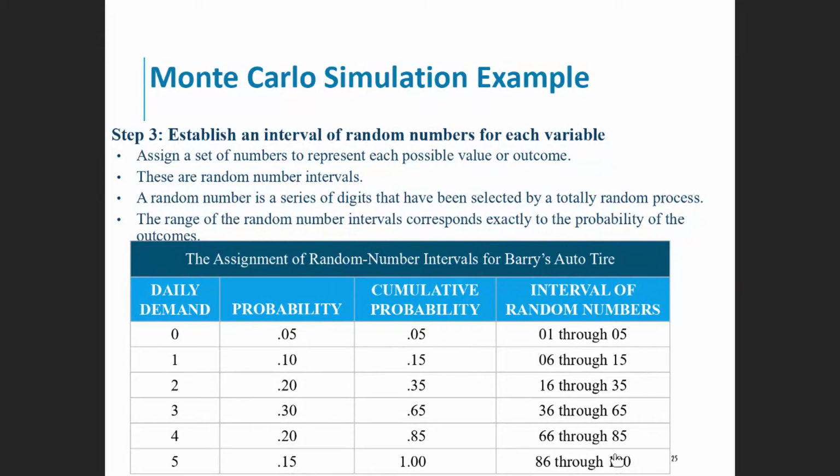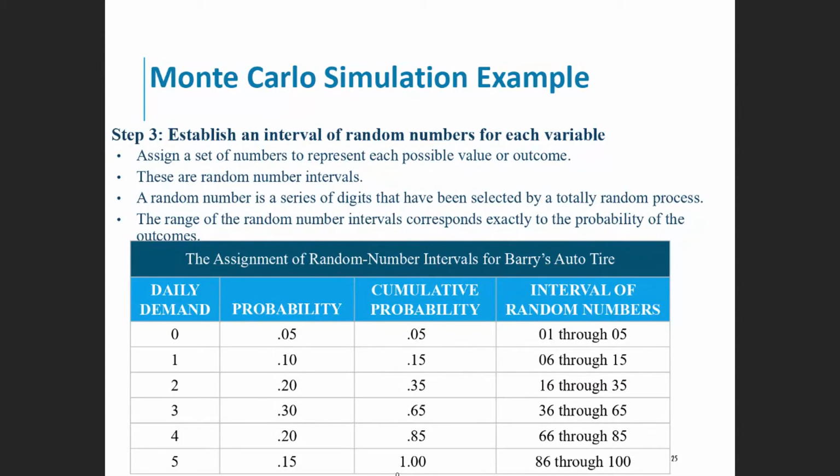So the intervals, you do them based on the probability. The number of counts in the interval will be based on the probability, and you always verify that you will end up with 100 if you start with 01. If you start with 00, you will end up with 99 of the random. That's how you create or establish an interval of random numbers for each of those variables.